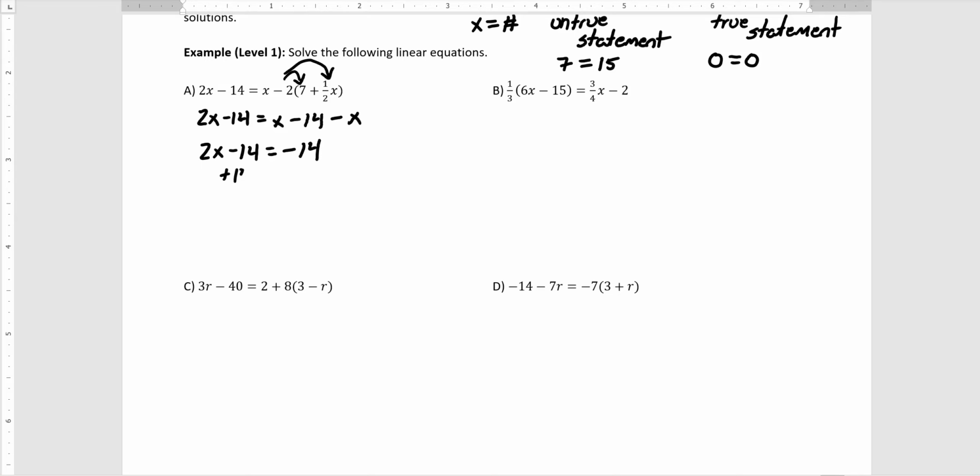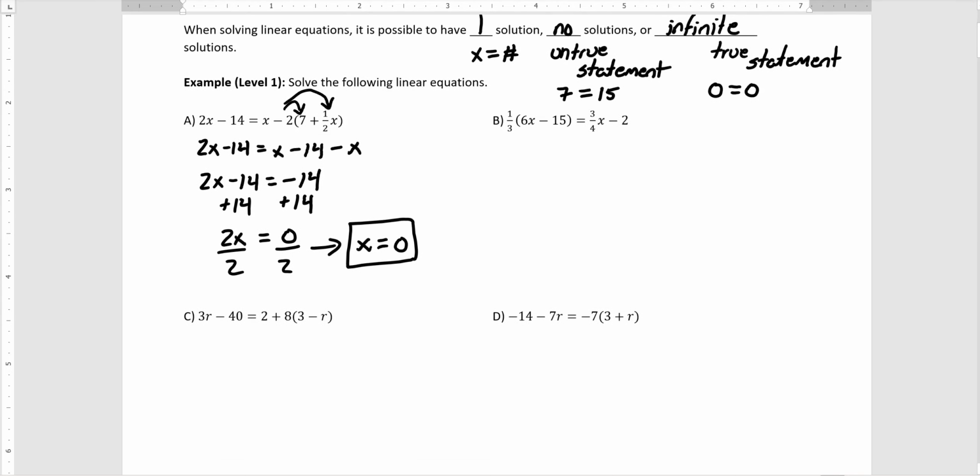If I add 14 to both sides to try to get x isolated on the left side of the equation, I'd say that 2x equals negative 14 plus 14 is 0. Divide by 2, and I'd find that x equals 0. So for this equation, we found x equals 0. We found one value. There's one solution. That one solution is 0. In order to make a true statement up top, x has to equal 0. All right, excellent.